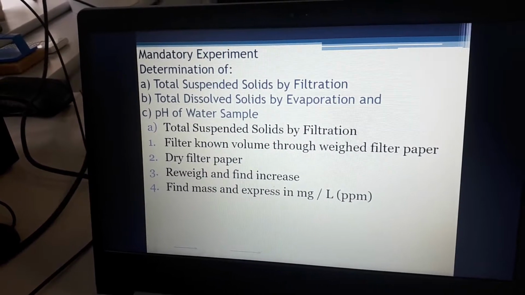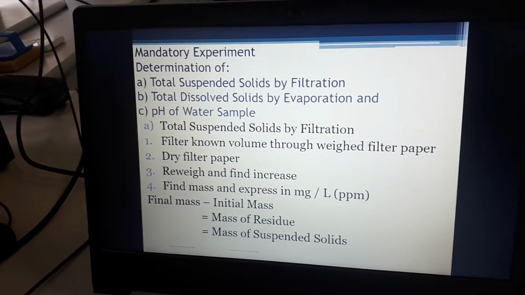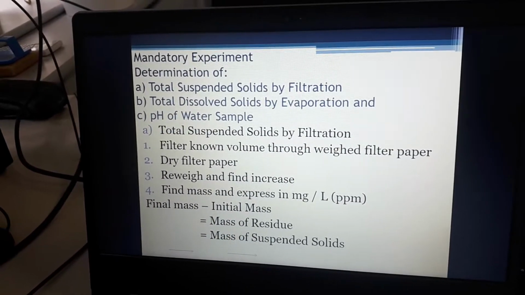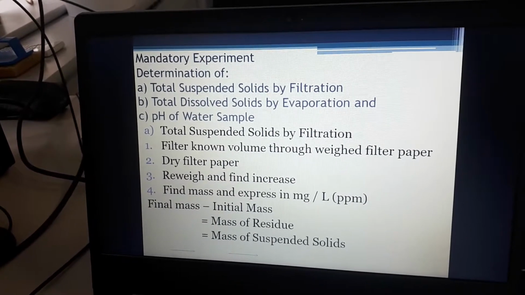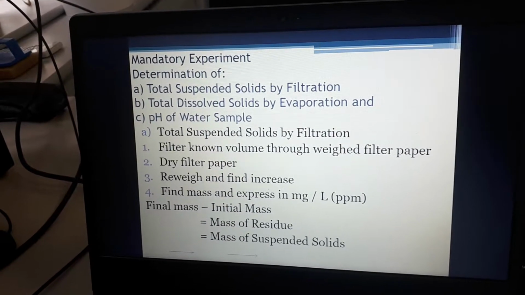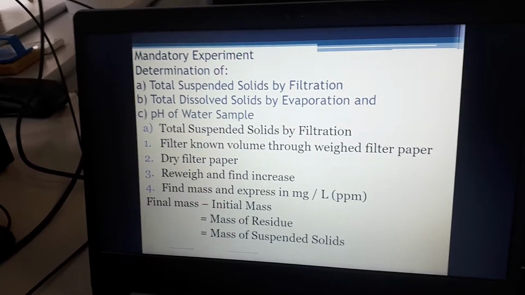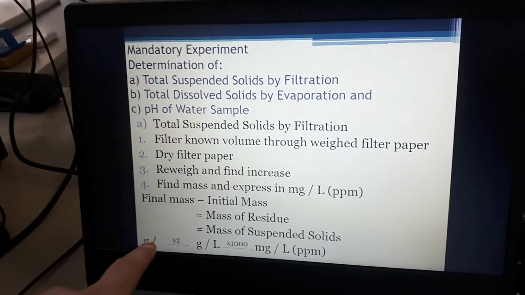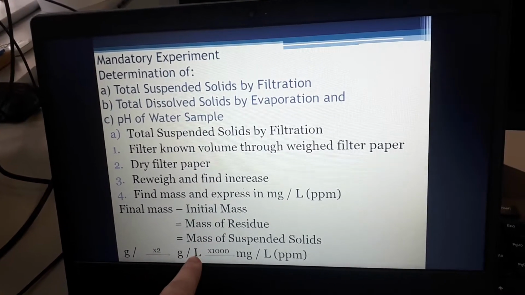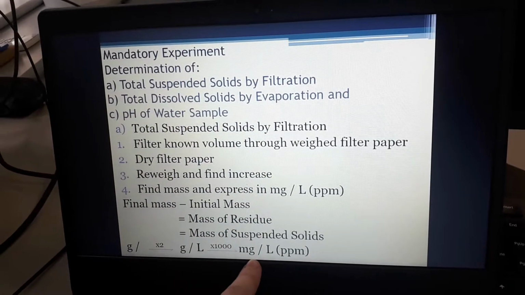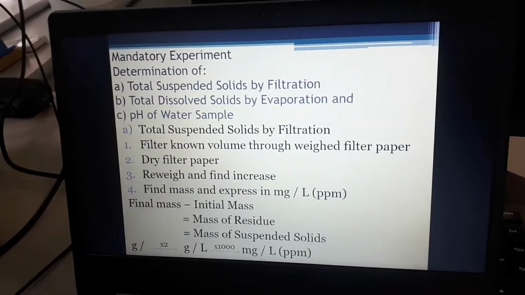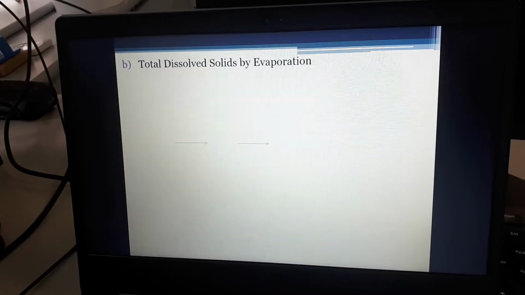And how do you do that? Basically, you're going to take away your final mass minus your initial mass, and that gives you the mass of your residue. That residue is your suspended solids. So we find the mass, and then once we've found the mass, we find it in grams per litre, and then we find it in ppm or milligrams per litre. If we have 500 centimetres cubed, we'd have to multiply the mass of my suspended solids by 2 to convert it into grams per litre. And then I have to multiply it by 1,000 to convert it into milligrams per litre or ppm. I'll be doing a sample calculation of those in the next video.